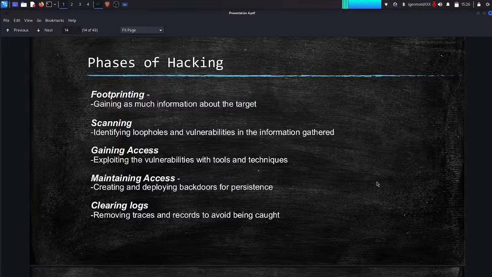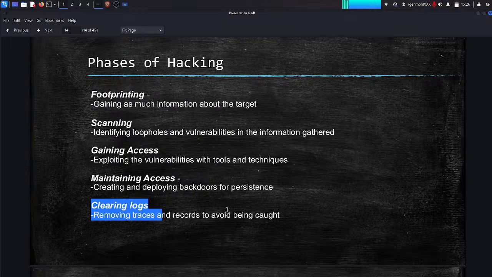So if we are doing hacking, we should also have a criminal mindset, so for that we clear the logs and remove the traces and records. There should be no track records left on the system. We should not leave any kind of traces or records, to avoid being caught. So we should not get caught.